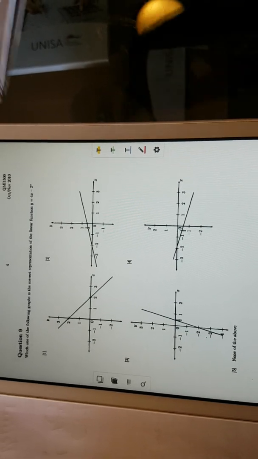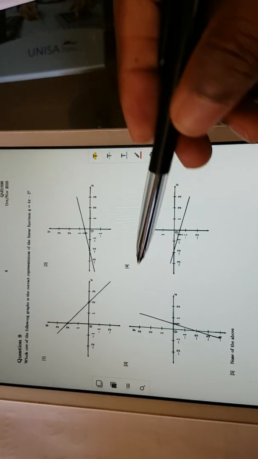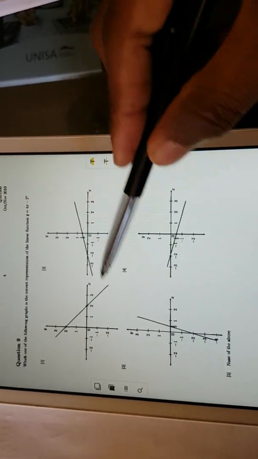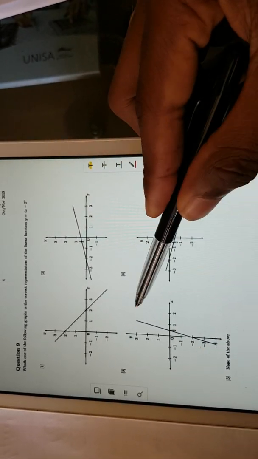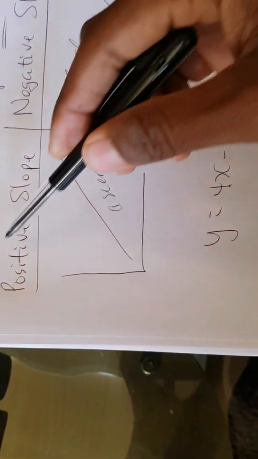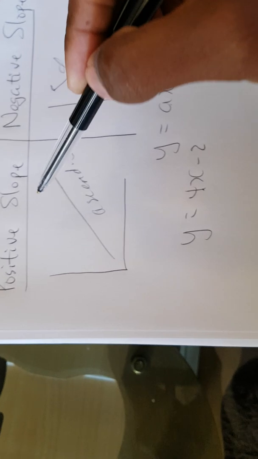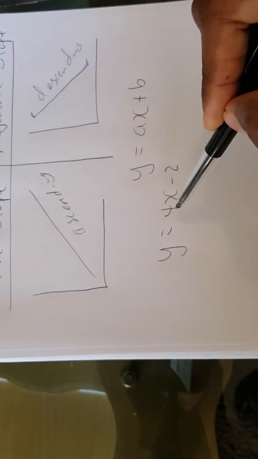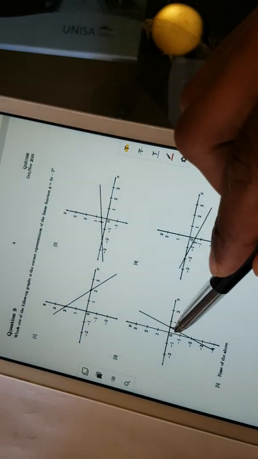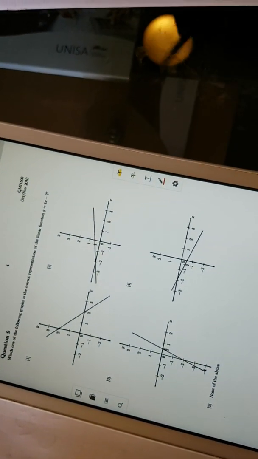You don't have to calculate. First of all, graph number 3 and graph number 2 are candidates because they have ascending lines, and ascending lines fall under positive slope. Our slope is 4, a positive number, so we must have ascending lines. So it's only graph number 3 and 2.